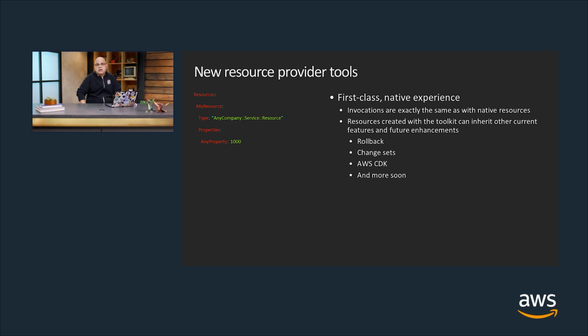Here, once you create and submit this resource provider to the CloudFormation registry, that invocation and the use of that resource looks exactly the same as with native resources. So what does that mean to you? If you build new resource providers for submission into the CloudFormation registry with these new resource provider tools, you'll inherit a lot of the benefits and feature enhancements of CloudFormation. What that means is that if you use this tooling, it automatically supports rollback in the same way that we roll back our AWS native resources.